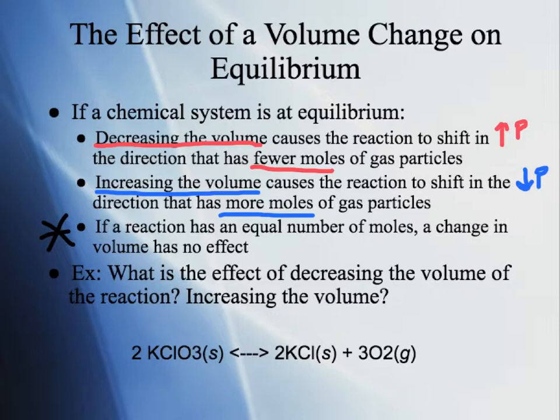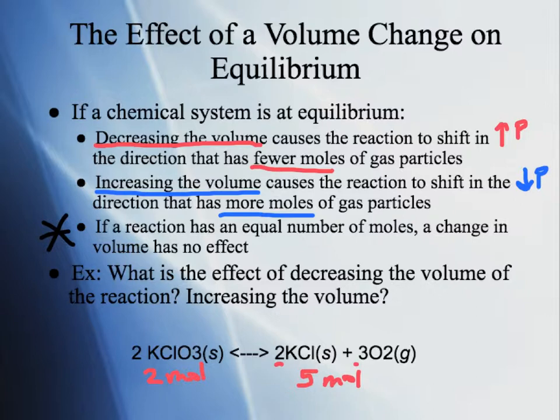All right, so let's take a look at this example. What is the effect of decreasing the volume of the reaction? And the second question is, what if we increase the volume? So first thing let's do is figure out how many moles of reactants and products we've got. So here we've got 2 moles of reactants, and on the product side we have 2 plus 3, that's 5 moles of products.